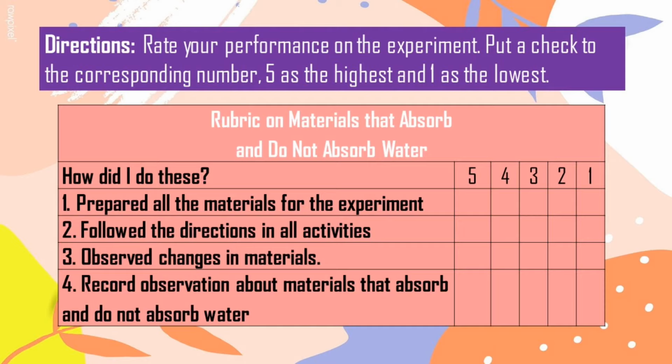If you gave yourself a score of 4 to 5 in your experiment, wow, you are amazing! You are a fast learner. Keep up the good work, kids. If you gave yourself a score of 2 to 3, good job. Go over again the experiment which you find difficult, and then you may proceed to the next activity.